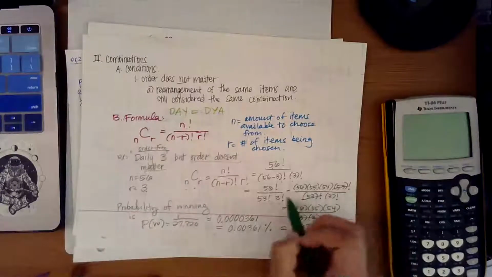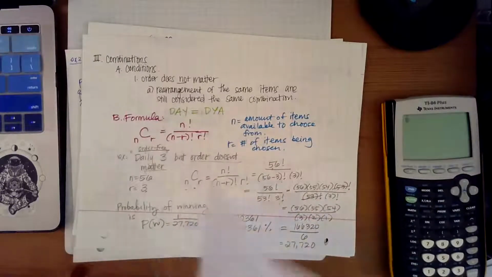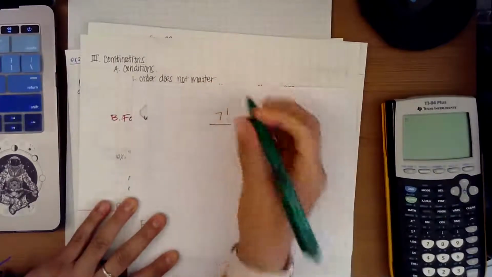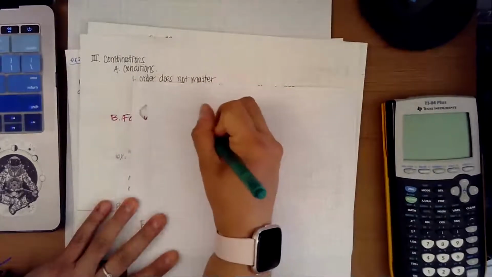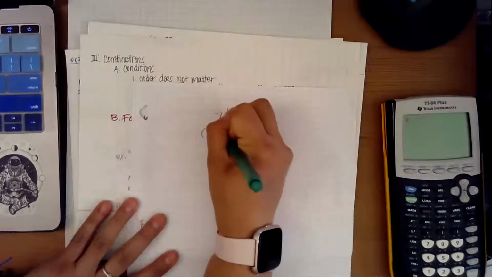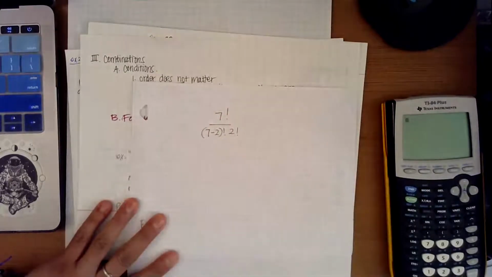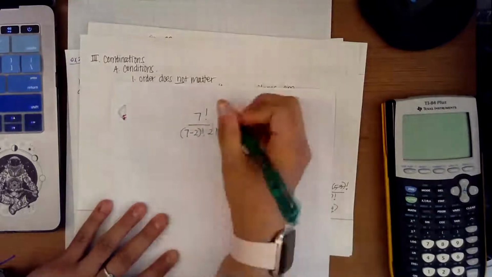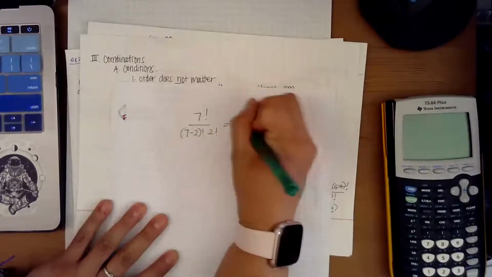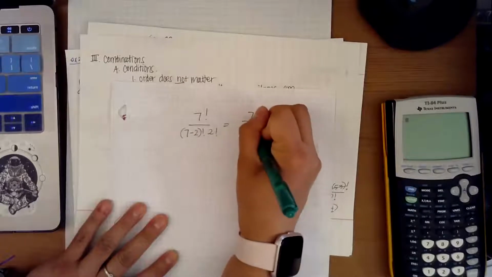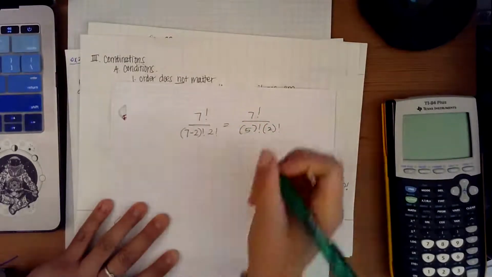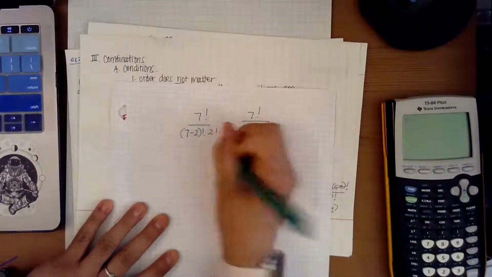So I'm going to explain this little situation with a simplified version. Let's say I have something like this: 7 factorial, and then I have 7 minus 2 factorial and 2 factorial here, okay? If I have that, notice that this is going to become 7 factorial over 5 factorial and 2 factorial, okay? So I could easily do this.